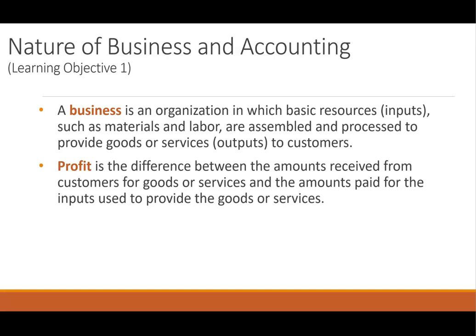Well, a business is an entity that exists for a certain purpose. And so the business has basic resources, either materials and labor. They get assembled and processed to provide goods or services. So there's inputs and there are outputs.